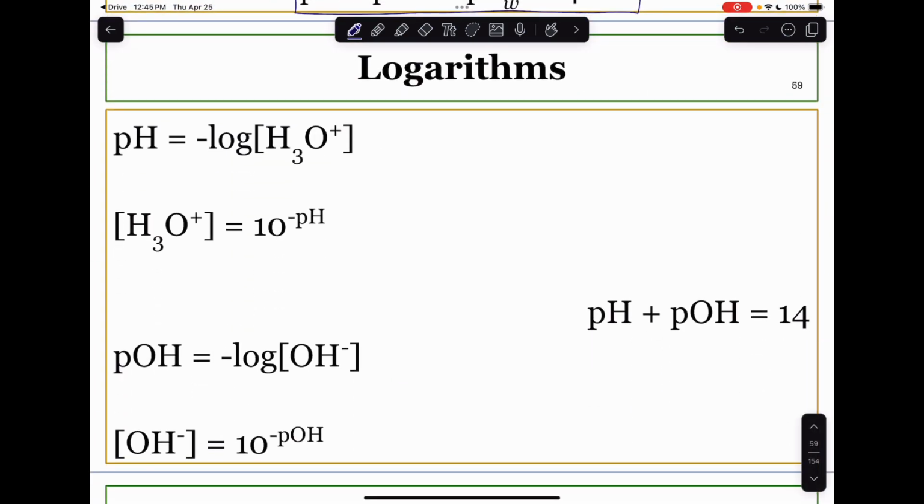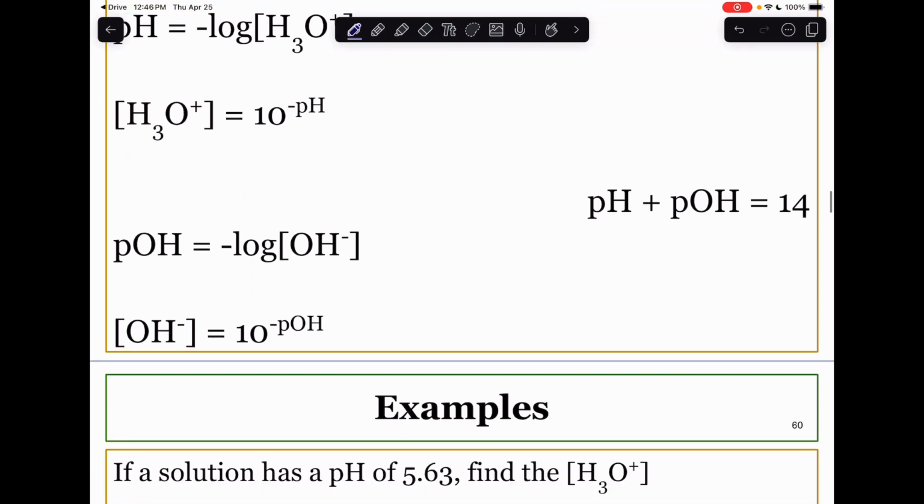So here are all of the equations that you have on the back of your periodic table. pH is equal to the negative log of H3O+, and in order to find the H3O+ concentration, you take 10 to the negative pH, and that's going to equal H3O+. Same with pOH, which is equal to the negative log of hydroxide. If you want to find the hydroxide concentration using pOH, then you take 10 to the negative pOH, and that equals your hydroxide concentration. Also, we have pH plus pOH is equal to 14. All of these equations are on the back of your periodic table, and we will be using all of them in the practice problems here.